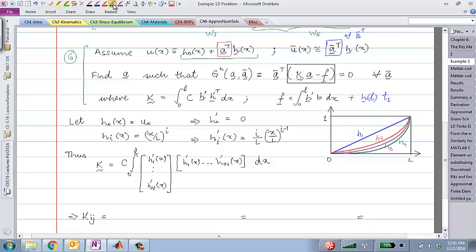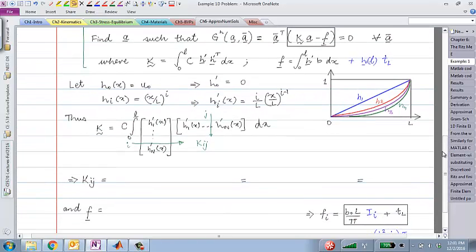All right, but what we'll do is we'll find a particular entry at the ith row and the jth column. Can you tell me what that Kij element, what would that integral be? C, 0 to L of hi prime x times hj prime x dx. Do you agree?